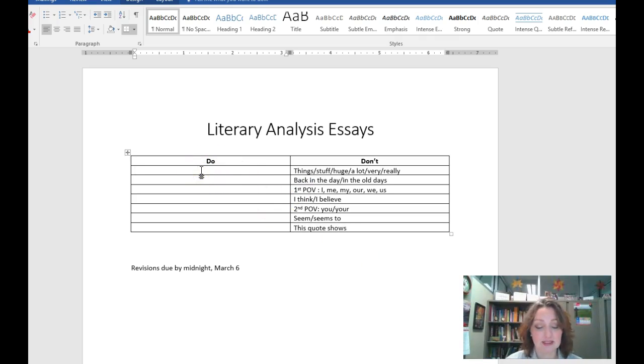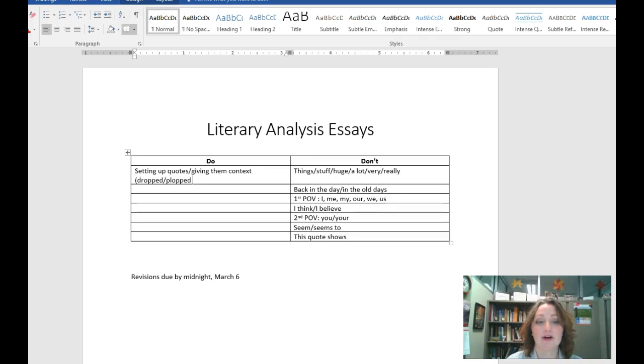Some things that I would like to see more of: setting up your quotes, giving them context. So I call these dropped or plopped quotes, where you're explaining something and then you just throw a quote in and you don't really set it up or explain what it's doing there. And you need to ease the reader into the evidence that you're using, just as a lawyer would if he or she was providing evidence to build a case. You can't just come in with the quote from some witness or some expert without telling the jury where that information is coming from.